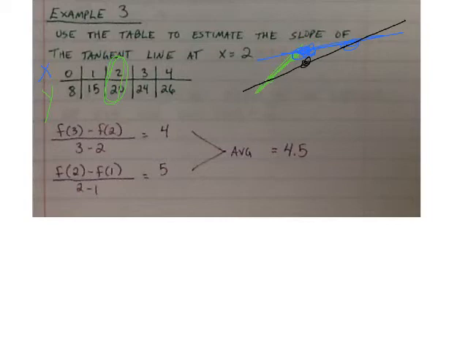The slope from 2 to 3 we can calculate by f of 3 minus f of 2, so 24 minus 20 over 3 minus 2. So we get 4 over 1, and that's 4. Then we do the same thing for the slope from 1 to 2. f of 2 is 20 minus f of 1 is 15. That's 5 over 1, a total of 5, and we average those two values to get an estimated slope of 4.5.